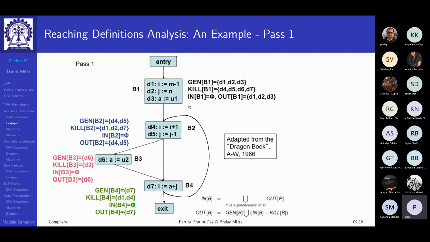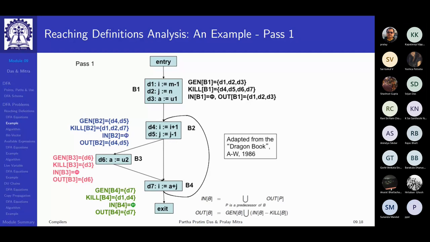As I'm starting in pass 1, the beginning, naturally, all insets initially are set to null. So in B1 is null, in B2 is null, in B3 is null, in B4 is null. There are 4 blocks, and I compute the gen and kill set for every one. The gen set here is quite obviously D1, D2, D3. The kill set will be any definition of I, J, or A, so D4, D5, D6, D7.